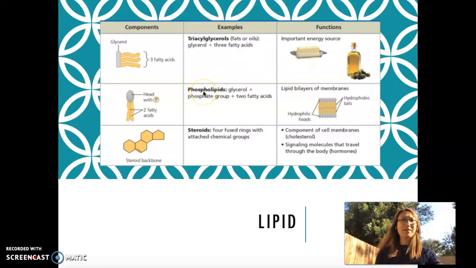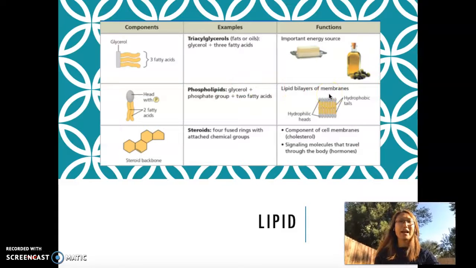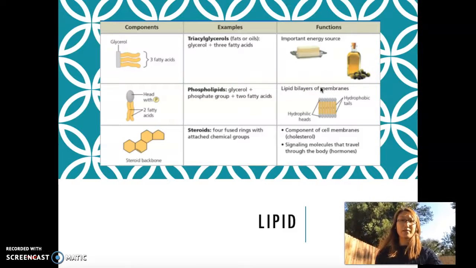In the middle, we have something called a phospholipid. This is what makes up the phospholipid bilayer of the cell membrane, so it's the main component of the cell membrane. It is made up of a glycerol, a phosphate, and two fatty acids.